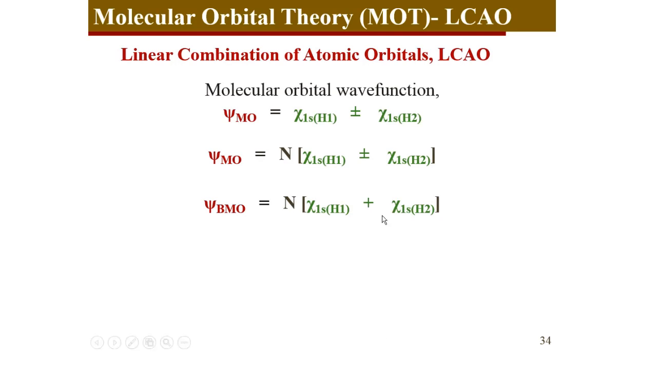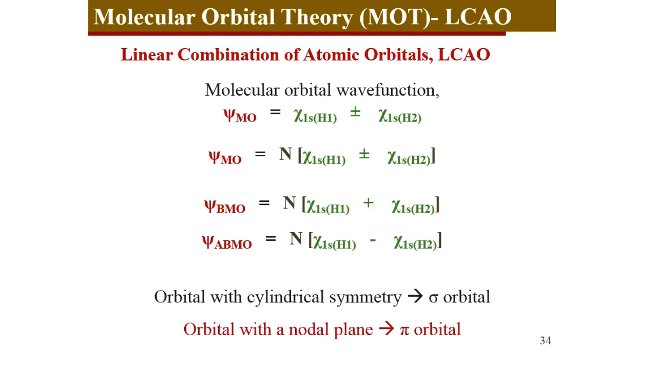The additive wave function, that is in phase superposition, will give you a new wave function called the bonding molecular orbital wave function. Similarly, the subtractive combination, or out of phase superposition, will give you the anti-bonding molecular orbital wave function, psi BMO and psi ABMO. The resultant orbitals with cylindrical symmetry are called sigma orbitals, and those having a nodal plane are called pi orbitals. This is the fundamental idea when we learn about orbitals.